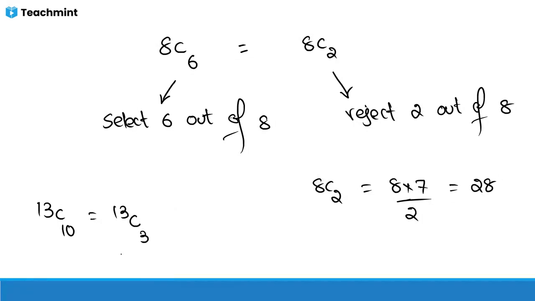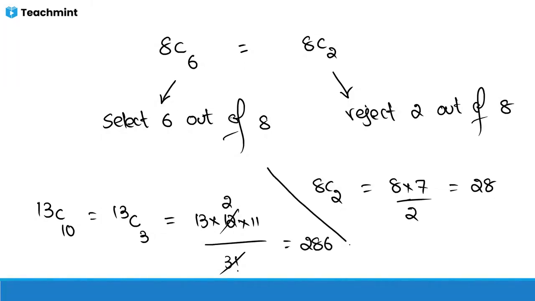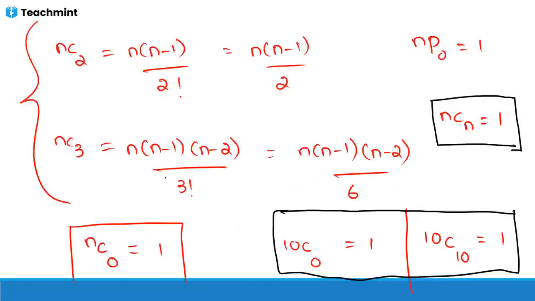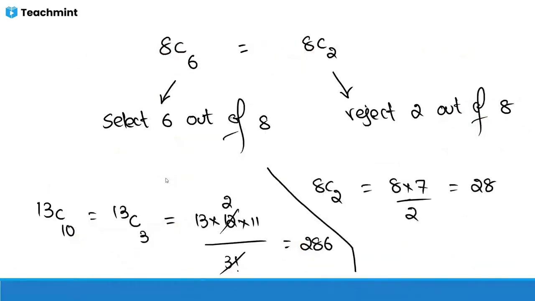13C10 can be written as 13C3. So selecting 10 out of 13 or rejecting 3 out of 13, both are the same. If you want to calculate 13C10, better you calculate 13C3, because this is 13 into 12 into 11 upon 3 factorial. We got 286. Calculation wise, this is going to help us. Already you know how to do nC3 or nC4, but 8C6 in that procedure will take more time. Better you calculate 8C2.